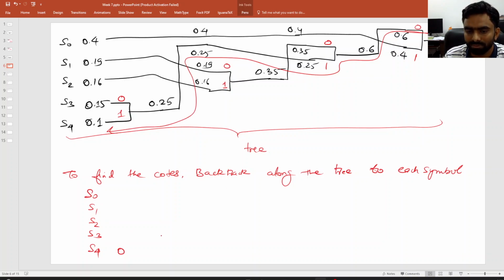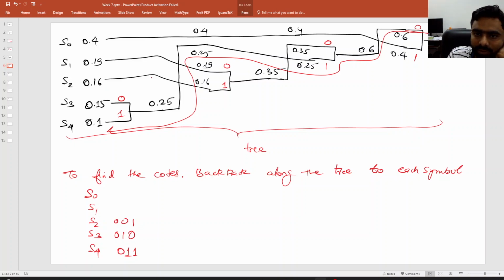0, 1. Okay, 0, 1, then 1. Similarly, S3, so it would be 0, 1, 0. Understood? S2, it would be 1, 0, 0. That means 0, 0, 1.